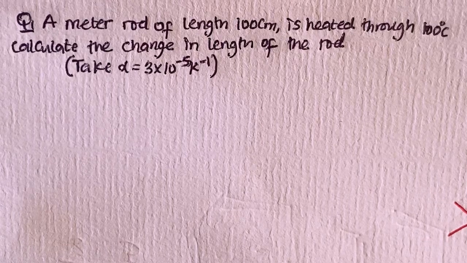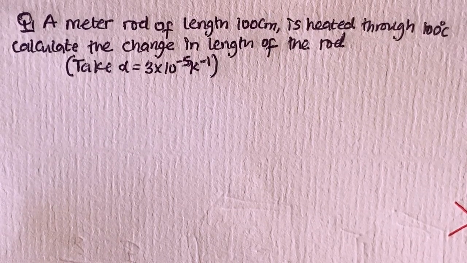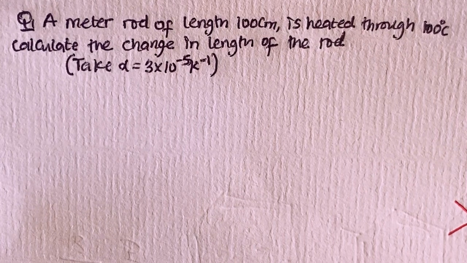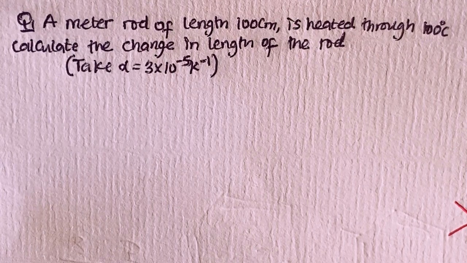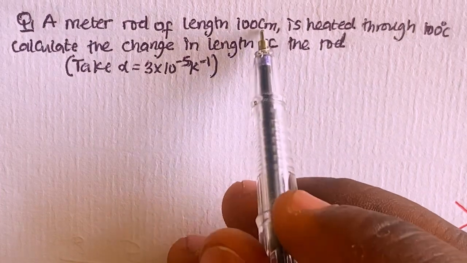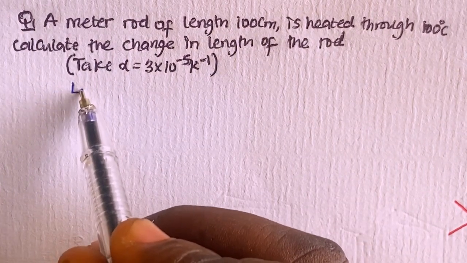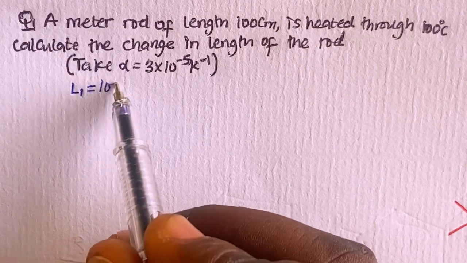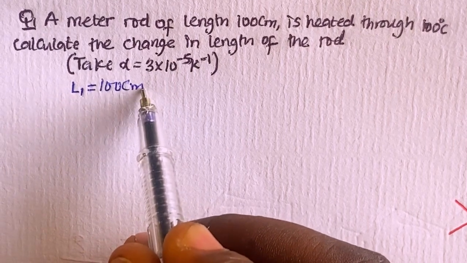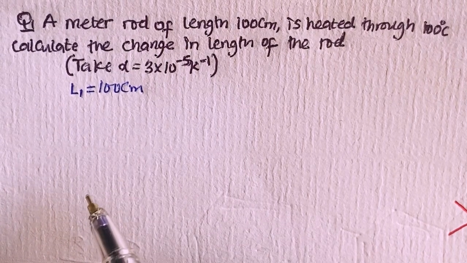In this video, I'll be solving some questions under linear expansivity. The first question: a metal rod of length 100 centimeter is heated through 100 degrees C. It shows that in this case, the original length of the metal rod is taken to be 100 centimeter, right?